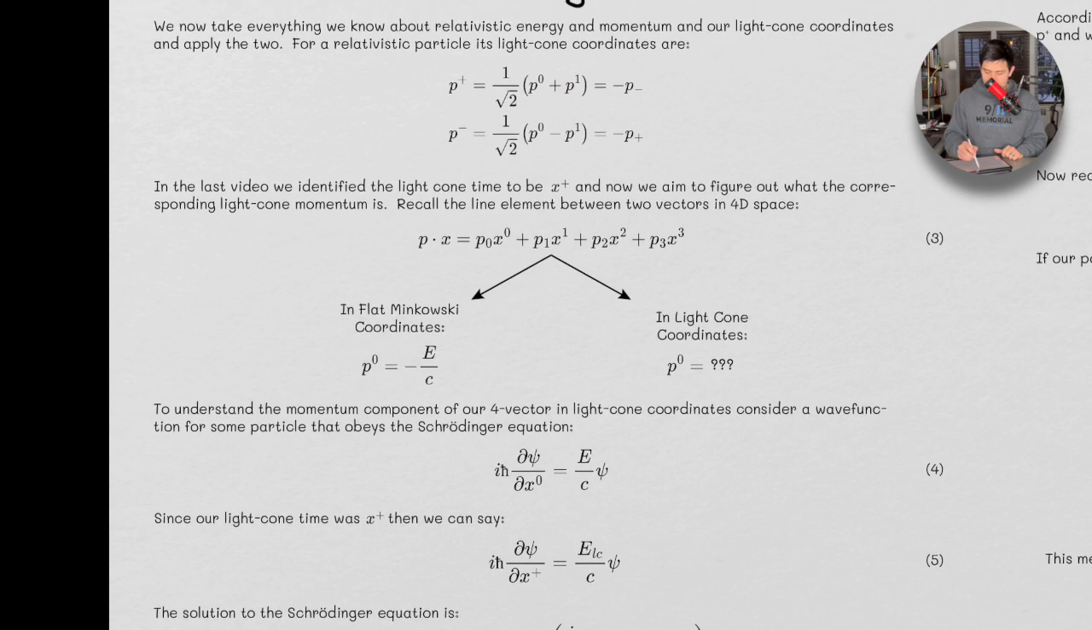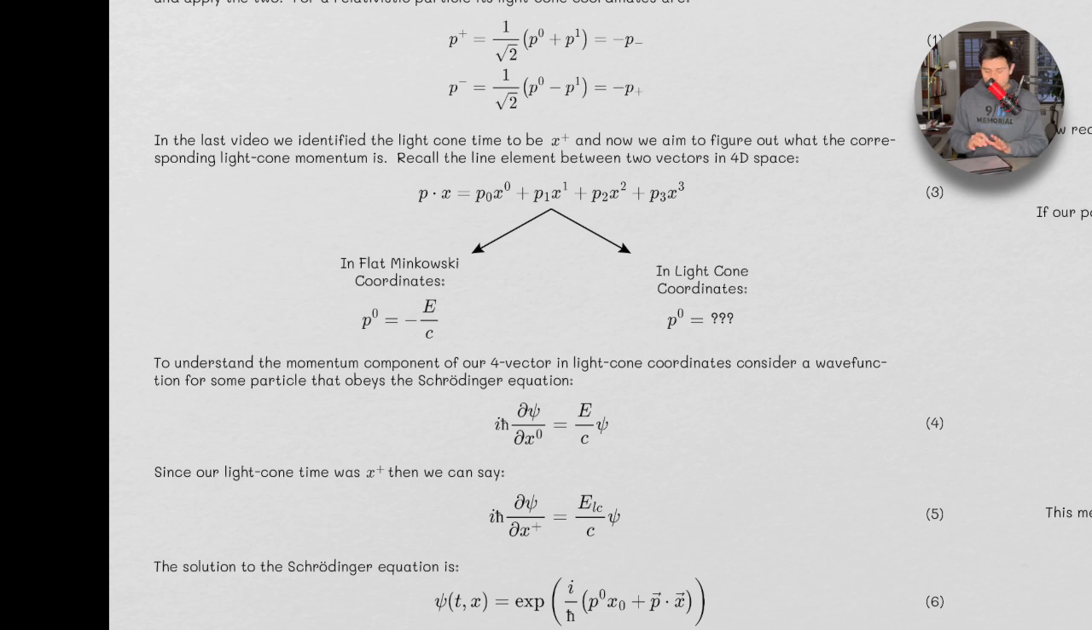With these two in mind, in the last video we identified the light cone time to be X plus, and so we're going to aim to figure out what exactly the corresponding light cone momentum is going to be. Recall that the line element between any two vectors in our four-dimensional space is this thing right here. And in flat Minkowski coordinates, we found that the momentum is equal to this. It's the temporal component of the 4-vector which defined our 4-momentum. In our light cone coordinates, we don't know what this is yet. This is what we're going to try to figure out.